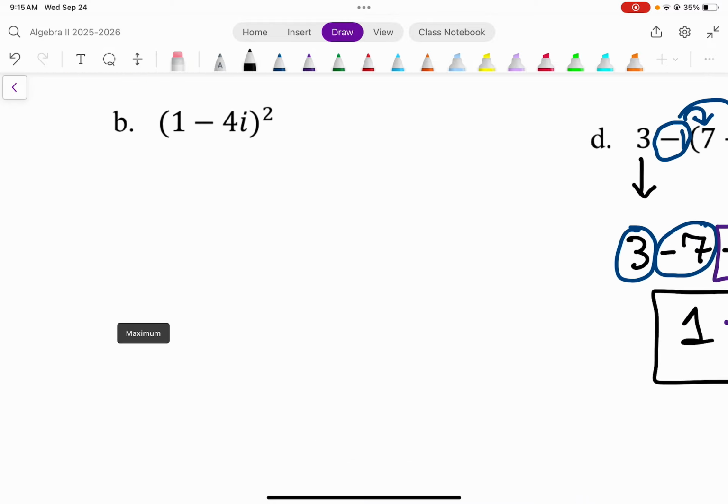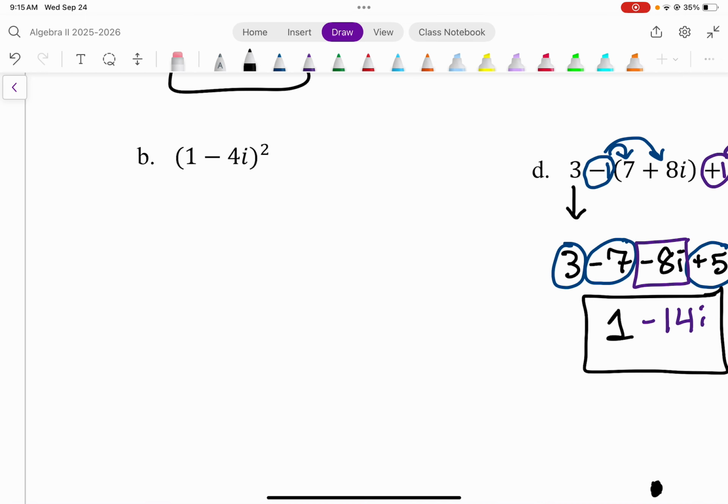Okay. The next part that we're going to look at is letter B. This is a very commonly missed problem because of the squared. You cannot just distribute the squared to each part. That is not correct. Remember, squared means you're taking the base multiplied by itself. So we are taking this base of 1 minus 4i, and we are going to multiply that by itself, 1 minus 4i. Once you have this, you are going to FOIL.